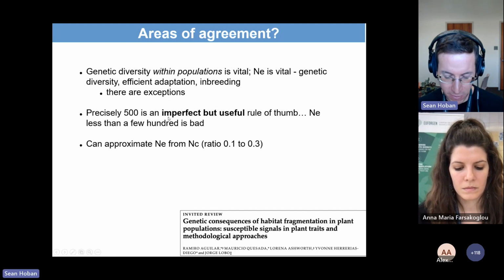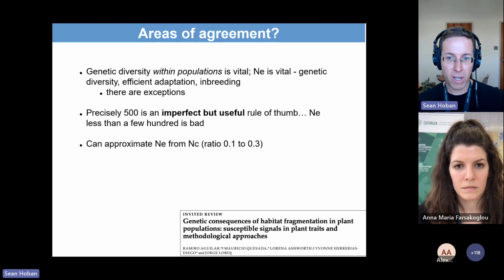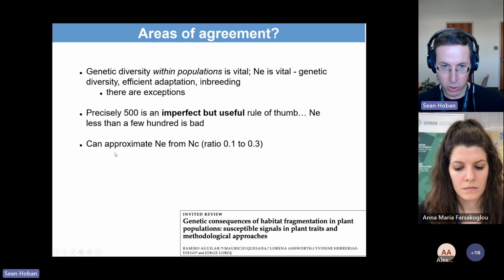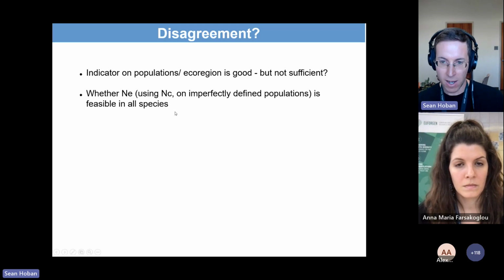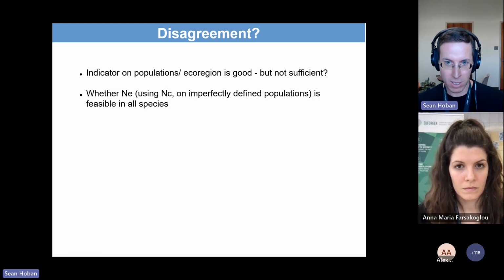I think, of course, NE 500 is a somewhat arbitrary, round, easy to use threshold. It's imperfect, but I think we would agree that when NE gets less than a few hundred, we are going to run into problems with adaptation, inbreeding, etc. And I hope I've shown you we can approximate NE from NC using fairly reliable ratio. I think we disagree a little bit on whether we need an NE indicator at all. And then I think we disagree a little bit on feasibility. I hope I've shown you a little bit about feasibility of this indicator in my presentation.